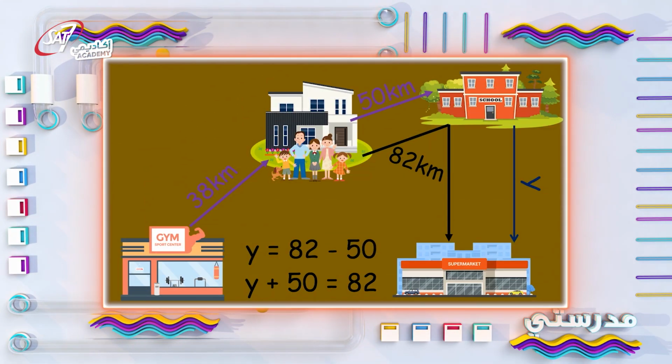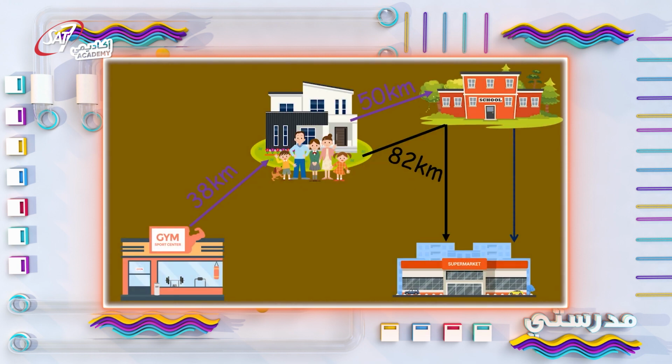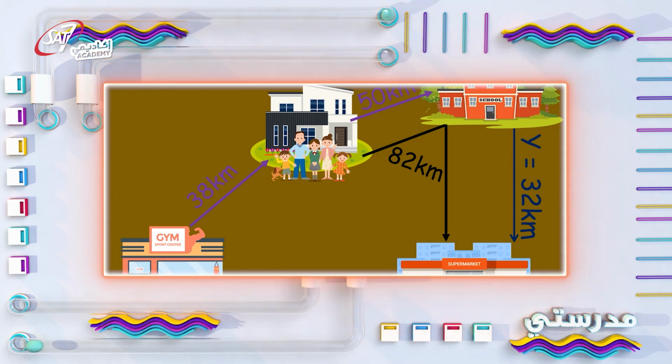Let's subtract. Y equals 82 minus 50. 82 minus 50 is 32 kilometers. Y is 32. The distance from the school to the supermarket is 32 kilometers.